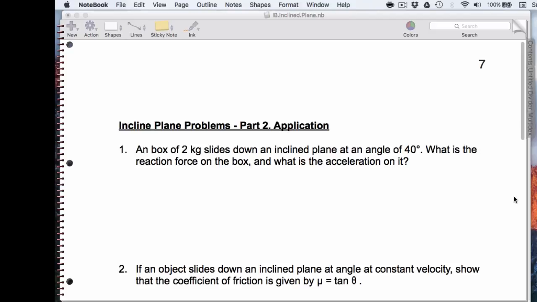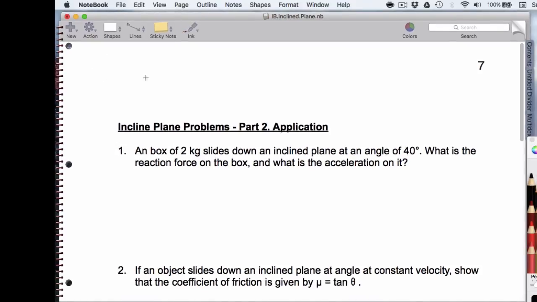All right, now let's apply the inclined plane situation to problem one and problem two. So here's the idea. We have the inclined plane at an angle theta. We have our box M, and let's just draw the free body diagram. Again, we have FG pointing down. The reaction force goes perpendicular to the inclined plane like that.